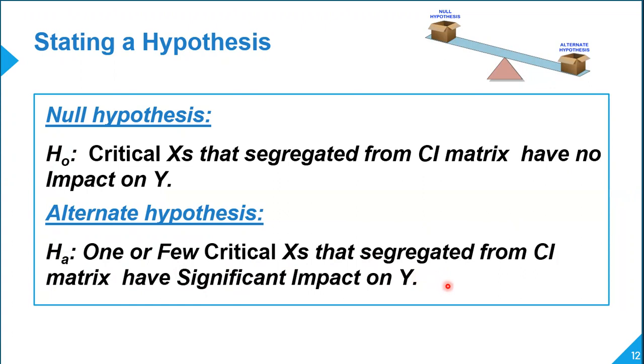So let me read H naught, or null hypothesis, and HA, which is the alternate hypothesis, again. If I'm going to call it H naught, please do remember I'm talking about the null hypothesis. And if I'm going to say HA, please do remember this is the alternate hypothesis. So H naught over here is that critical X's that segregated from the C&E matrix have no impact on Y. Alternate hypothesis: one or few critical X's that segregated from the C&E matrix have significant impact on Y. So let's go to the next slide.